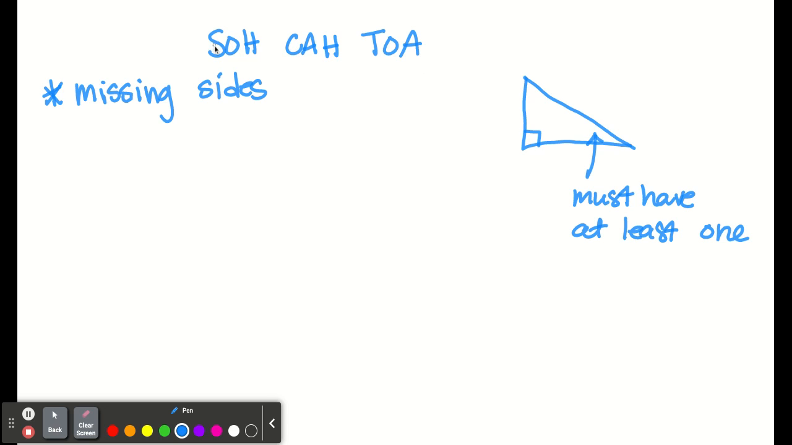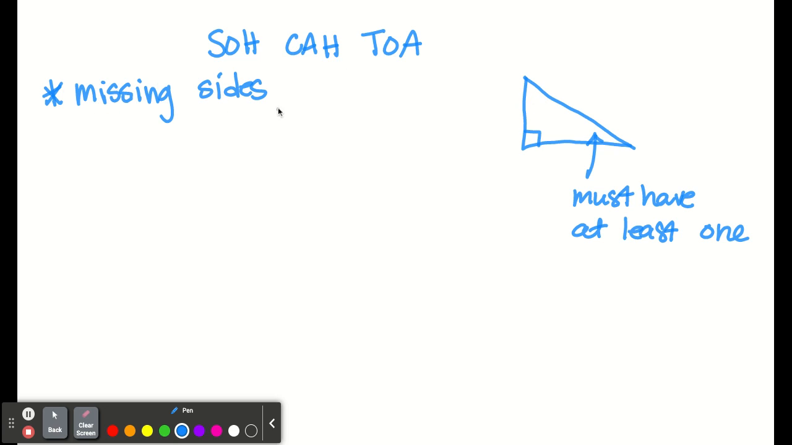Remember, sine is equal to the opposite side of that angle divided by the hypotenuse, cosine is equal to the adjacent side of that angle divided by the hypotenuse, and tangent is equal to the opposite side divided by the adjacent side of that angle. So again, whatever that reference angle is, whether it's here or here, it doesn't matter which one, you just have to make sure that you're identifying your sides appropriately.